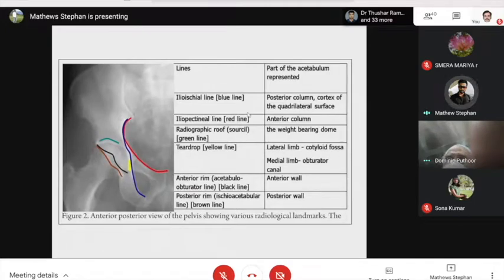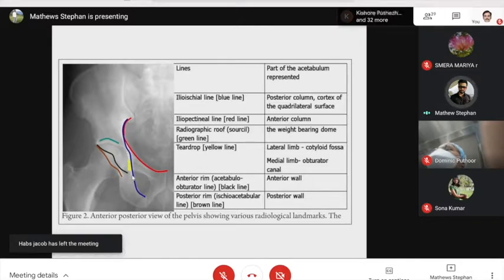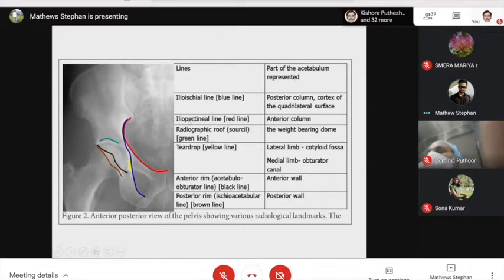The ilioischial line is a part of the acetabulum and represents the posterior column and the cortex of the quadrilateral surface. So this blue line, that is the ilioischial line, indicates the posterior column. Then the iliopectineal line, which is the red line, indicates the anterior column of the acetabulum.